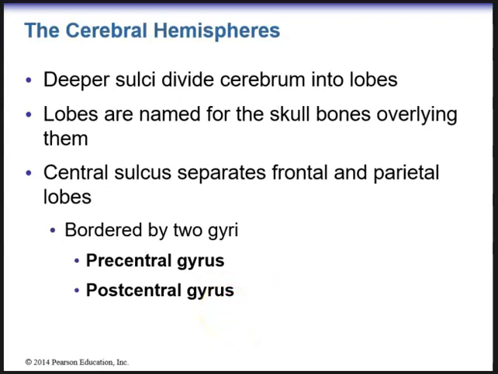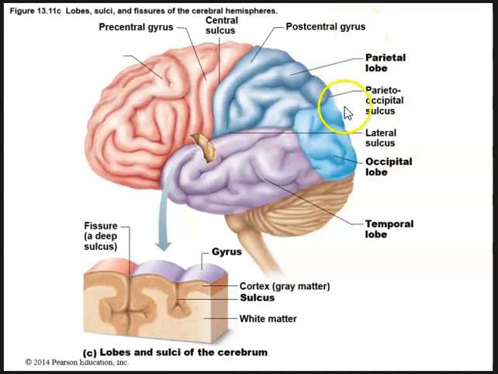and the postcentral gyrus, which is posterior to the central sulcus of Rolando. So here we can see a picture of the lobes and the sulci and fissures of the cerebral hemispheres. Here we have this central sulcus of Rolando separating the frontal lobe and the parietal lobe. And then here are the gyri that border it. You have the precentral gyrus anterior to the sulcus and the postcentral gyrus posterior to the sulcus. And then we have our fissures. You can't really see the longitudinal fissure from this view, but we can see the transverse fissure. The transverse fissure, again, is that fissure that separates the cerebrum from the cerebellum.